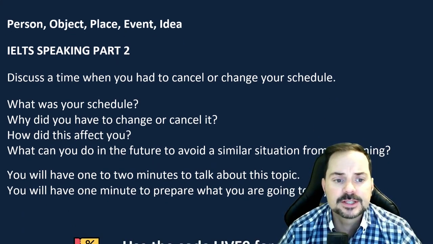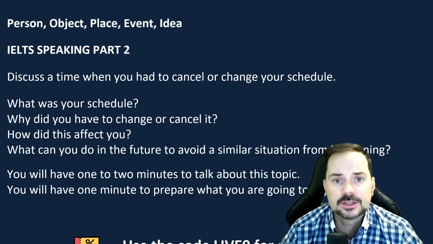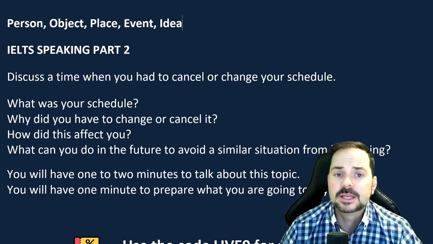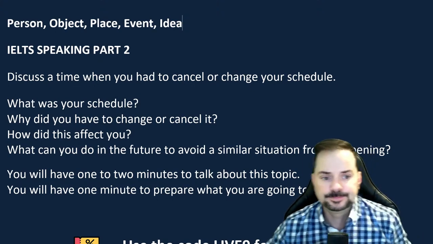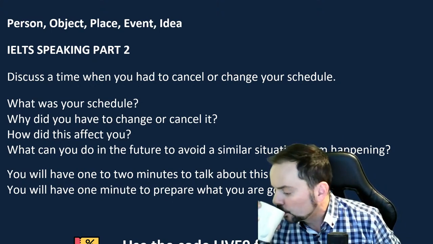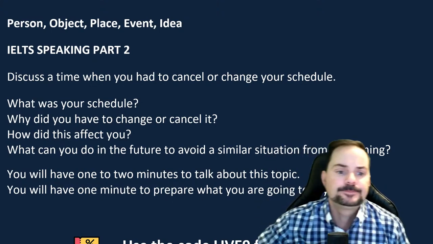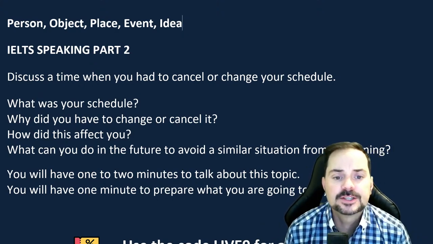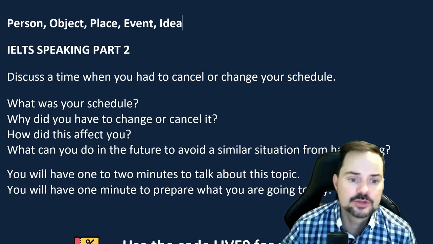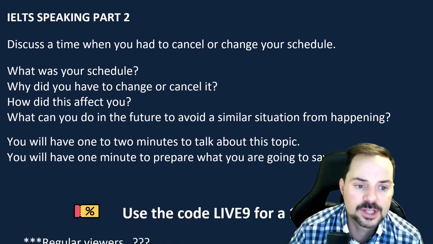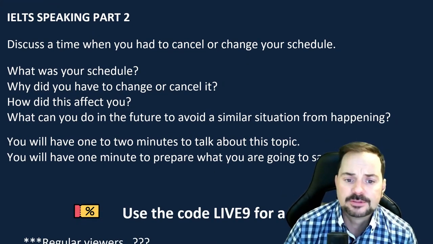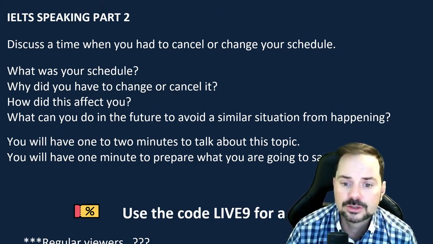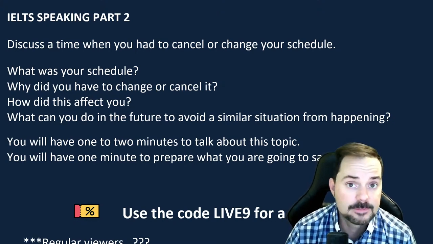Let's take a look at this card, and then we'll get into it in detail, work out a sample answer. So IELTS speaking part 2. Read the card first. Discuss a time when you had to cancel or change your schedule. What was your schedule? Why did you have to change it or cancel it? How did this affect you? What can you do in the future to avoid a similar situation from happening?